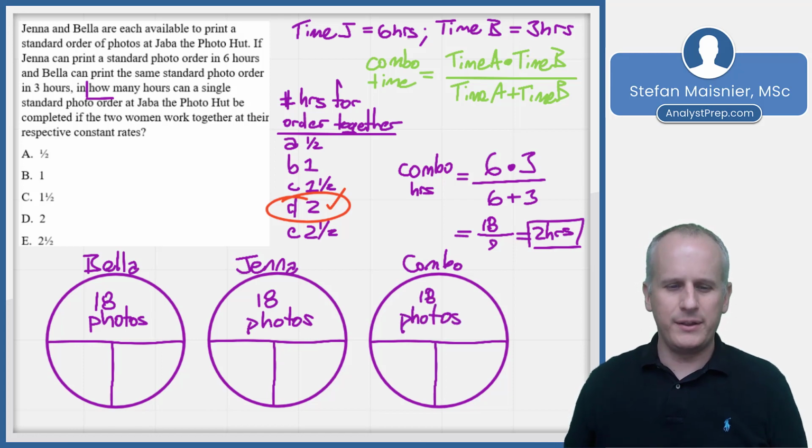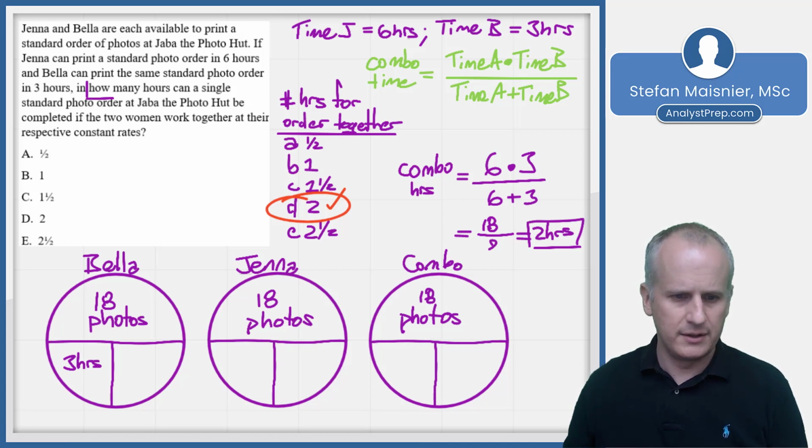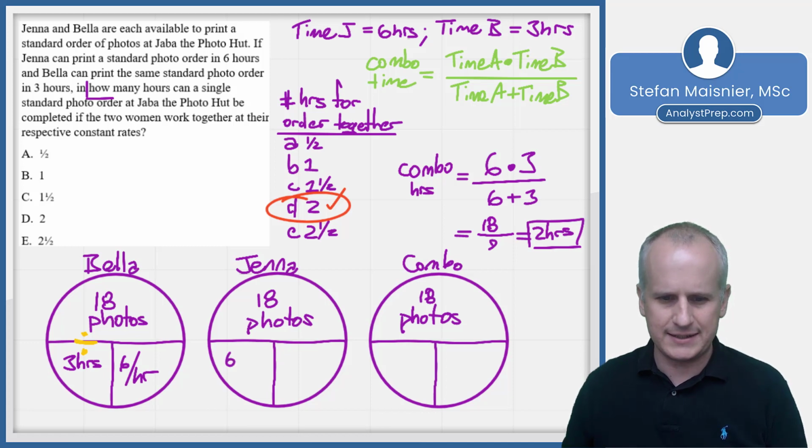Now, then we know that Bella's time here was 3 hours, and that goes in the bottom right. And that's going to mean that Bella has a rate of just 18 divided by 3, which is 6 photos per hour. So 6 per hour. Then Jenna takes 6 hours. And we do the same division to find that Jenna is going to produce 3 photos per hour.